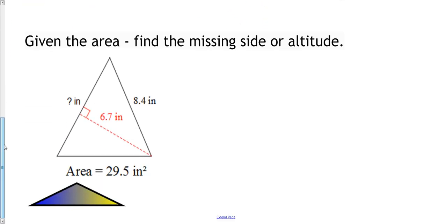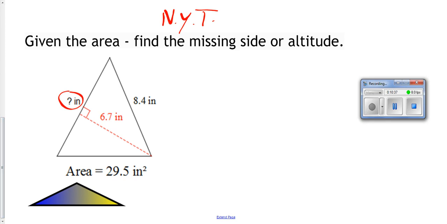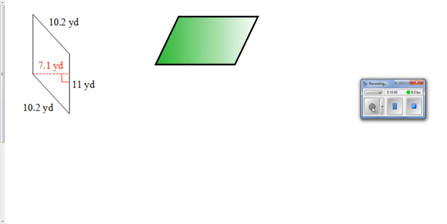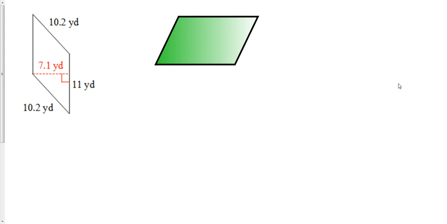So we're given the area and we want to find the missing side or altitude. So I'm going to give you the area and I want to know what this is, and I'm going to call this a. Now you try. So why don't you pause the video here and give this a shot and try to figure out what the missing side is, the question mark. Okay, so pause the video, give that a shot. All right, so hopefully that went well for you. Don't forget to ask for the answers in class.